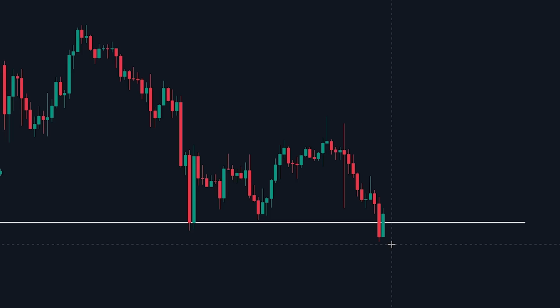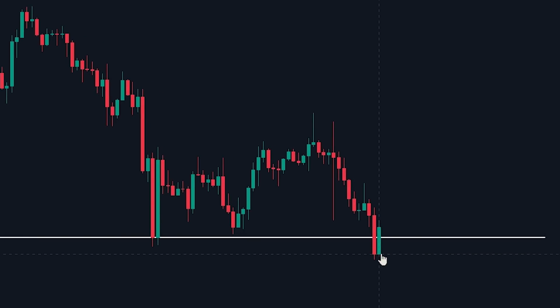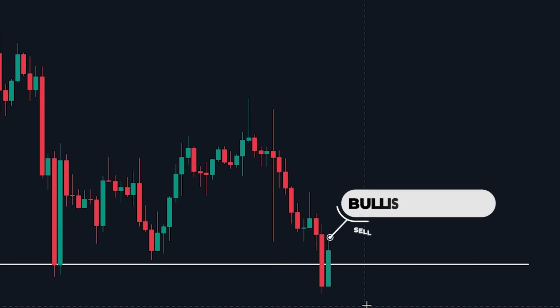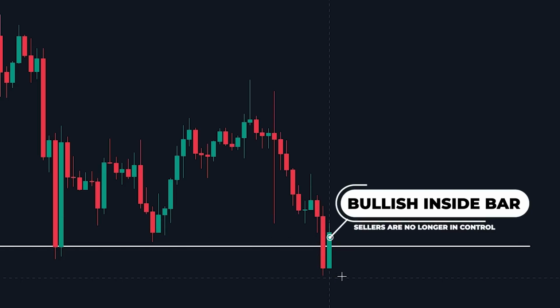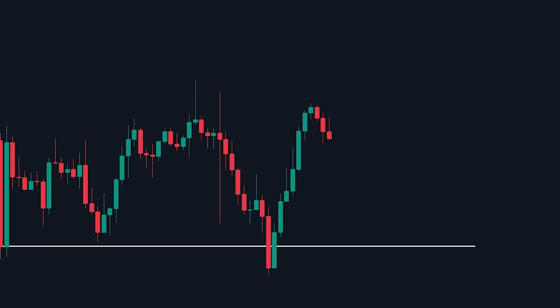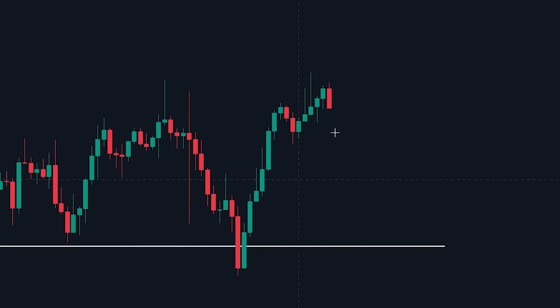Despite this, we will not enter into the sell position. This is because we can see that after the price action broke through the support level, a bullish inside bar formed, indicating that the sellers are not interested in selling any longer, meaning that the sellers are no longer in control. Therefore, we know that the support level is still valid and that there is a high likelihood of the price action moving in the bullish direction.